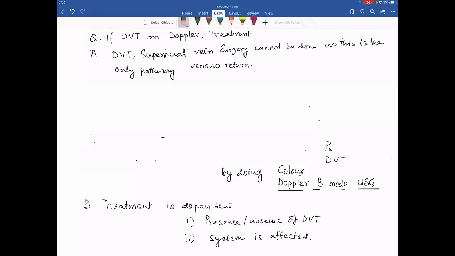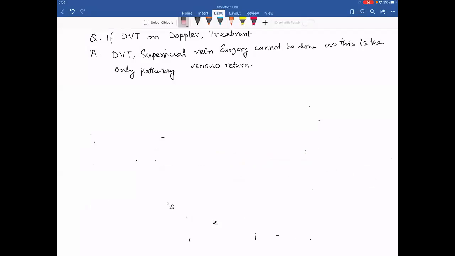What next question is, what are the points that are seen on a DVT? What are the imaging observations in a DVT, very sorry. What are the observations in a color Doppler?